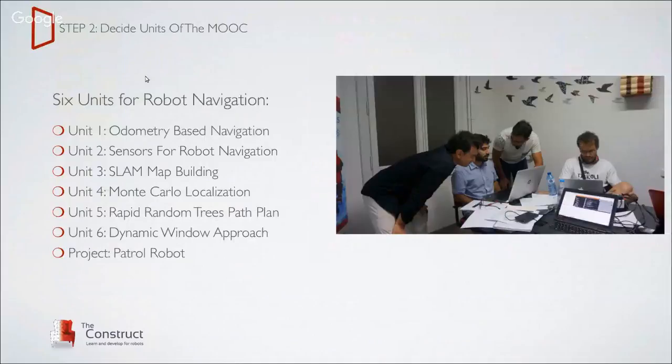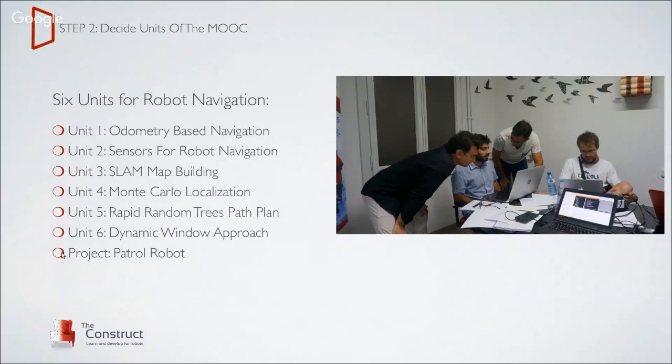Next step, step number 2, let's decide the units of the MOOC. So let's decide which units we are going to include in our MOOC. So you have to just think about it. In our case for robot navigation, we have decided on 6 units. Unit 1 is odometry-based navigation, then sensors for robot navigation. And then we start with the SLAM techniques for building maps and then localizing on those maps at Unit 4. And then finally, on Units 5 and 6, we show how to plan paths and then move along those paths while avoiding the obstacles.